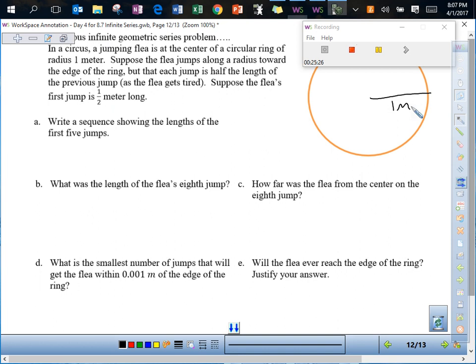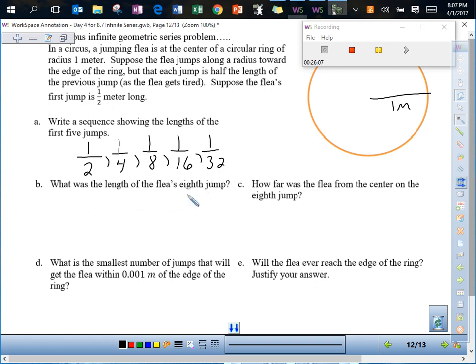Well, so the lengths of the first 5 jumps. So the first one he jumps a half. The next one he jumps a fourth. The next jump he jumps an eighth. And then the tired flea jumps a 16th and then a 32nd. So I tuck my 1 after the first jump. There's my 1/2. It says, what's the length of the flea's 8th jump?